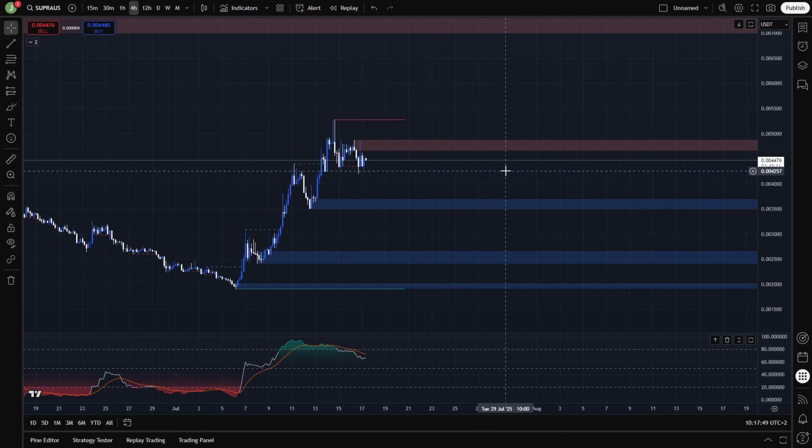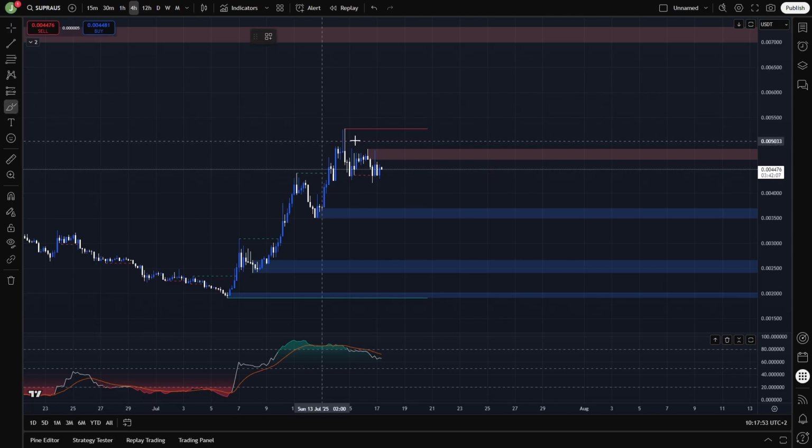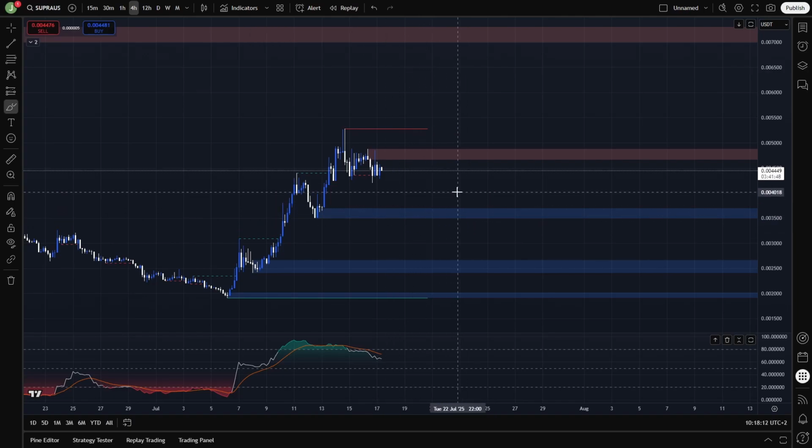Let's start today on a 4-hour chart. Here I am currently watching two main areas, this bearish and this bullish order block. This bearish order block is between level 0.004876 and 0.004670. This bullish order block is then between level 0.003696 and 0.003489.